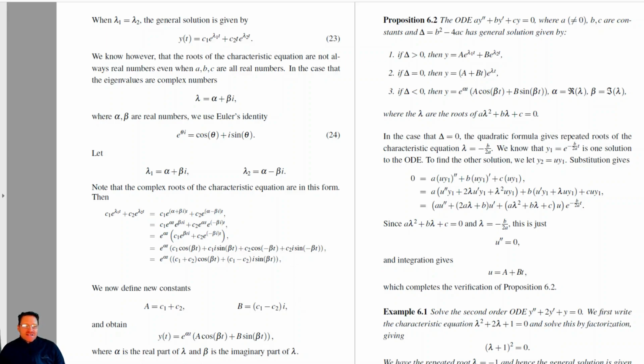Okay, and then we see that our general solution to the ODE in the case that our eigenvalues are not real is e to the alpha t outside of a cos beta t plus b sine beta t. And amazingly, it turns out that in real-world applications in which you have complex eigenvalues, you end up with real values of a and b.